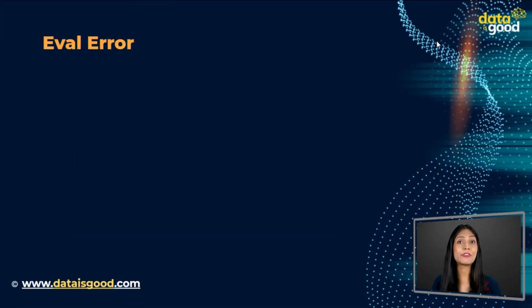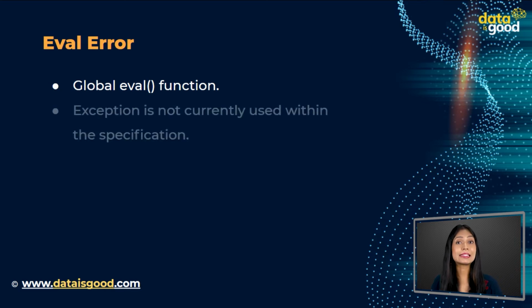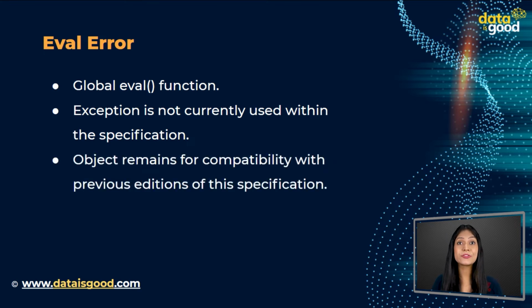The next type of error is eval error. This is used to identify errors when using the global eval function. According to the ECMA Spec 2018 edition, this exception is not currently used within this specification. This object remains for compatibility with previous editions of this specification.